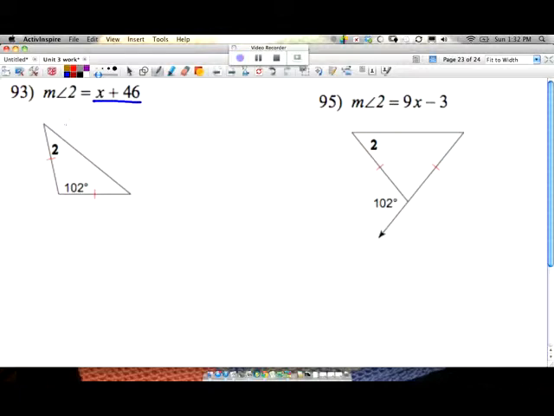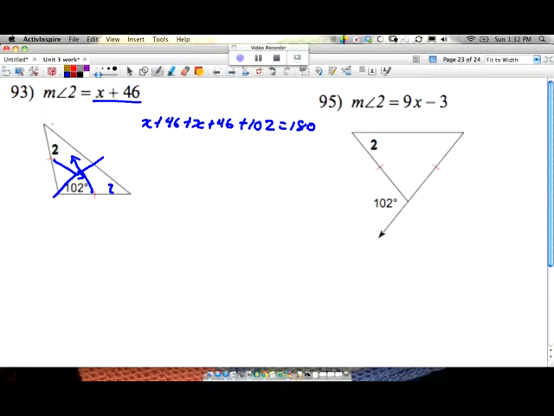Ooh, all right. So we got algebra mixed into everything now. Let's see what's happening. So I got some symmetry. Here's where the line splits. Go across and across. That means that this angle 2 up here is the same as this angle 2 down here. So this angle 2 is x plus 46. And I know that if I added all three of those together, then I would get 180. So x plus 46 plus x plus 46 plus 102 equals 180.